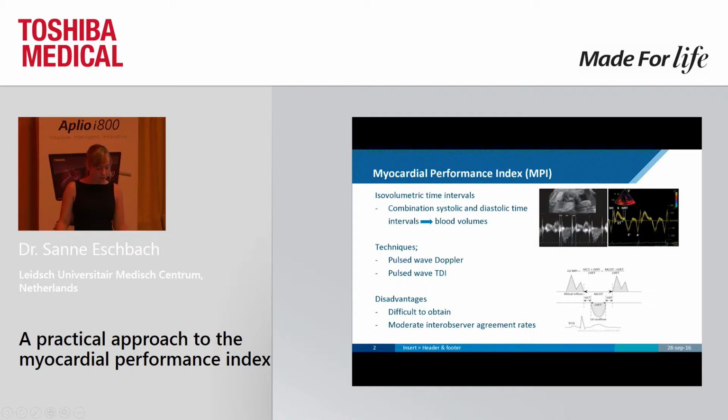MPI divides the isovolumetric time intervals by the ejection time. That means that it uses the time intervals in which blood volume enters and leaves the heart. So it's not the myocardial performance itself, but the blood that flows through the heart. MPI defines the isovolumetric time interval and ejection time by the opening and the closure of the AV valves. In other words, it defines the time intervals in which blood passes through the valves and stops passing through the valve.